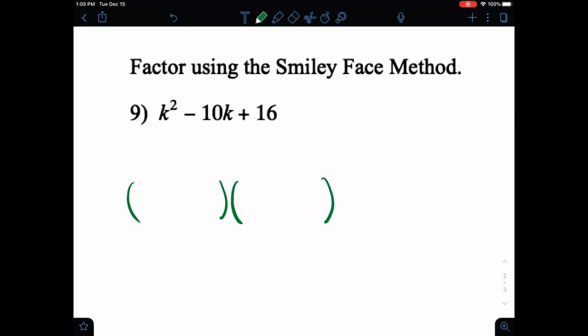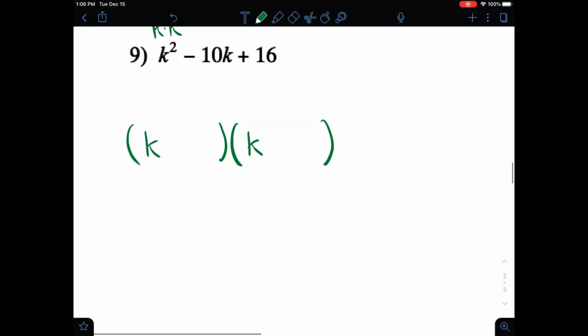So the first thing we need is factors of the first term. What multiplies to give us k squared? Well, that has to be k times k. That's the only thing that multiplies to k squared. Now we need factors of positive 16. That's going to give us a negative in the middle when we multiply these. It's called the smiley face method because we're going to check these terms and these terms right here. It's kind of a smiley face.